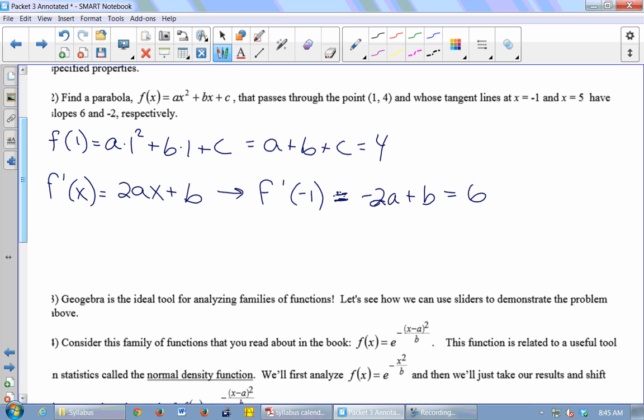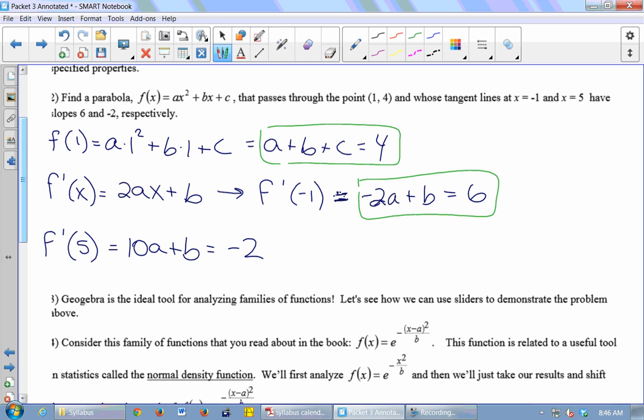All right, and then I know f prime of 5. When I plug a 5 into my derivative, I should get -2, because the slope at 5 is -2. So if I plug a 5 in, I get 10a plus b equals -2. So now I have 3 equations and 3 unknowns, and I should be able to solve for a, b, and c.